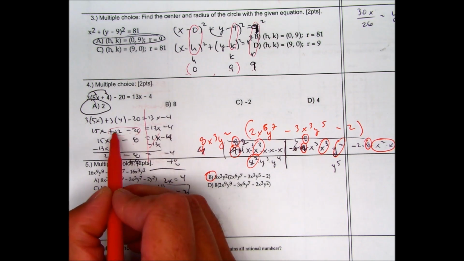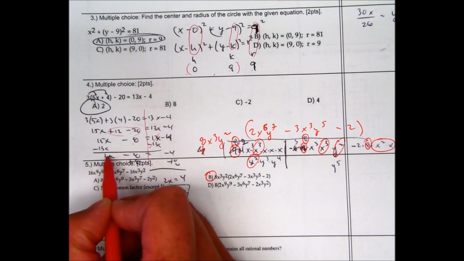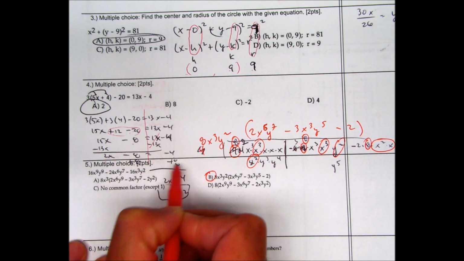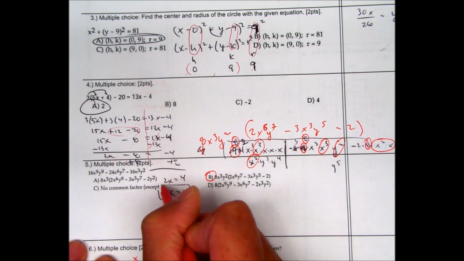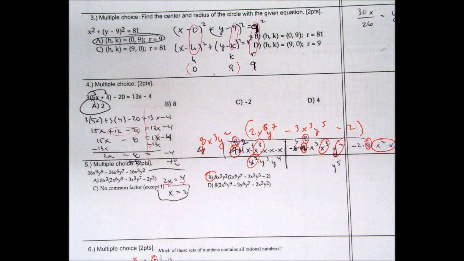Over here, notice how you're not doing opposites because you're on one side of the equation. That becomes 2x minus 8 equals negative 4. Add 8 to both sides. I get 2x equals 4. Divide by 2, and x equals 2, which is choice A.